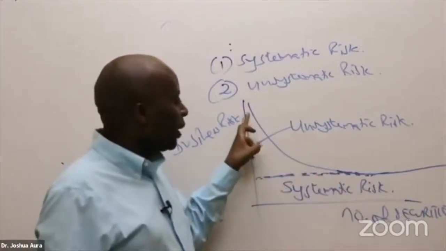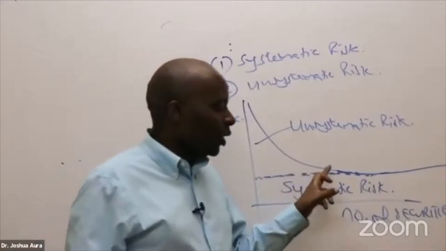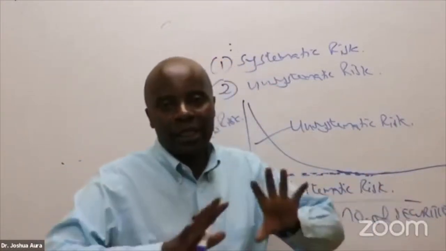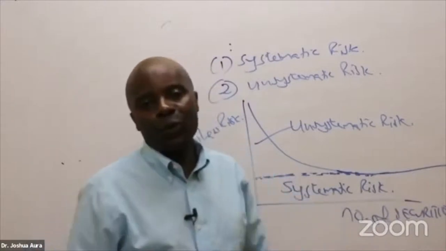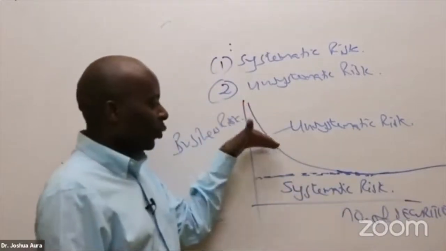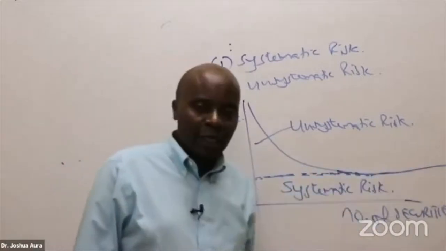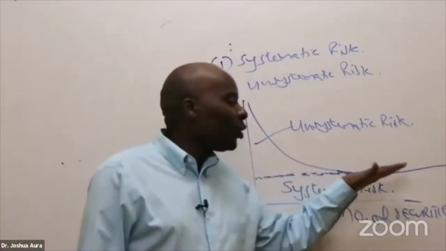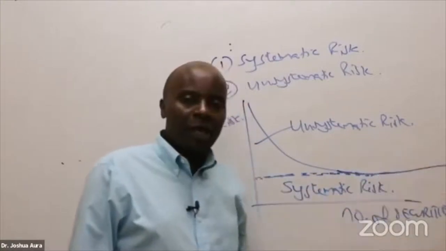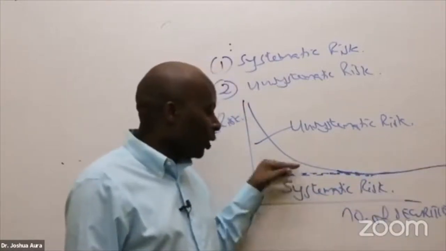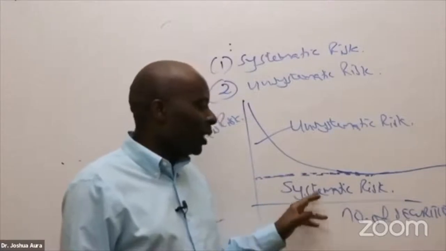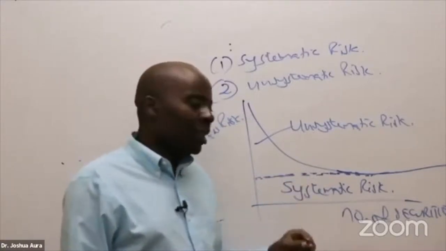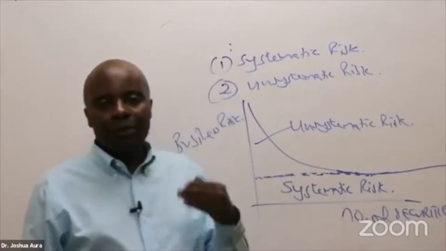So the risk will keep on reducing, but of course it cannot reduce forever. There is that component of risk that can never fade away, that can never reduce. So we come down until we hit a plateau like that. This continuous uniform risk is what we call systematic risk.